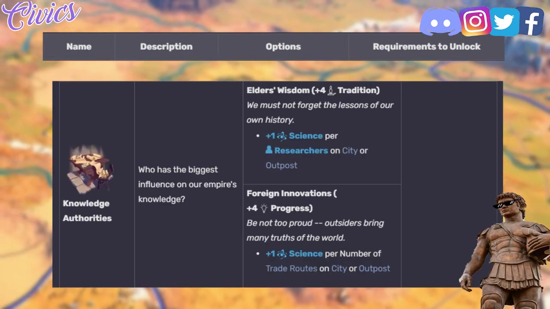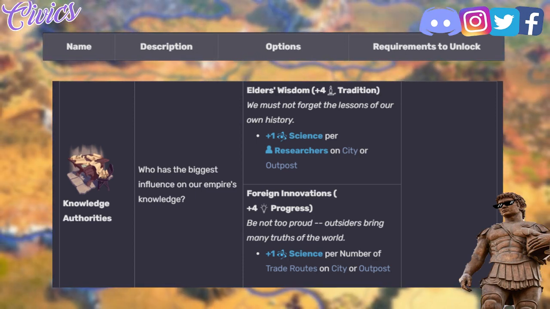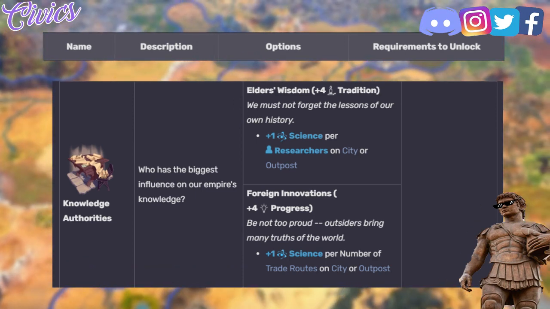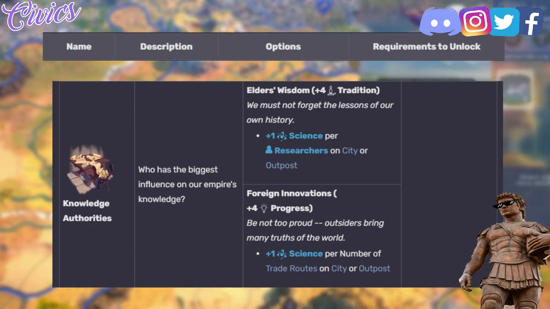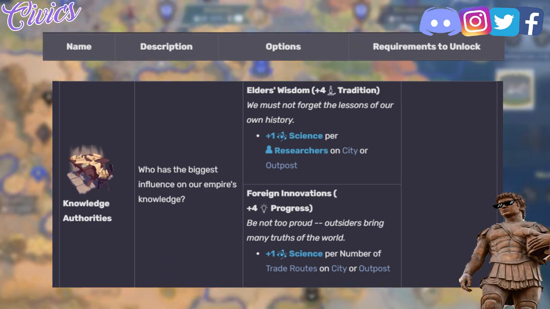Knowledge authorities. Who has the biggest influence on our empire's knowledge? Option A, elders' wisdom, plus 4 tradition. We must not forget the lessons of our own history. Receive plus 1 science per researcher on city or outpost.